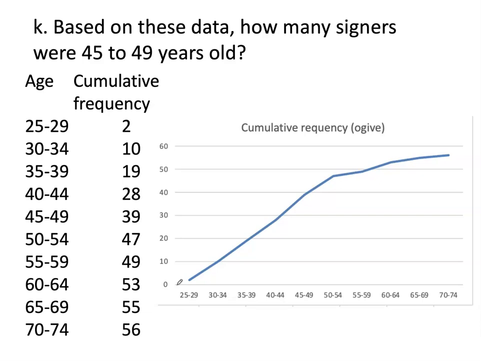Based on these data, how many signers were 45 to 49 years old? Well, we can see from here that at 40 to 44, we were at 28. But once we're in the 45 to 49 category, then the cumulative frequency is 39. So the answer would be 39 minus 28, or 9 signers. Ideally, you could see it from this graph, but I'm going to be honest with you, it's kind of tough to read things from the graph. I think it's easier to see from here.